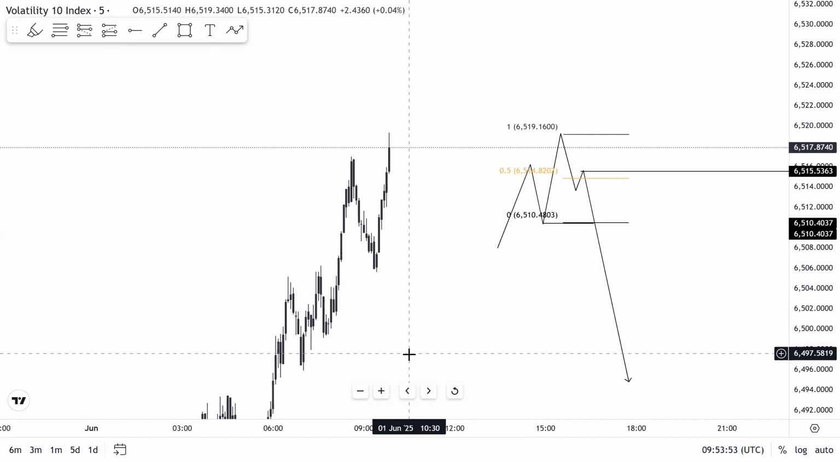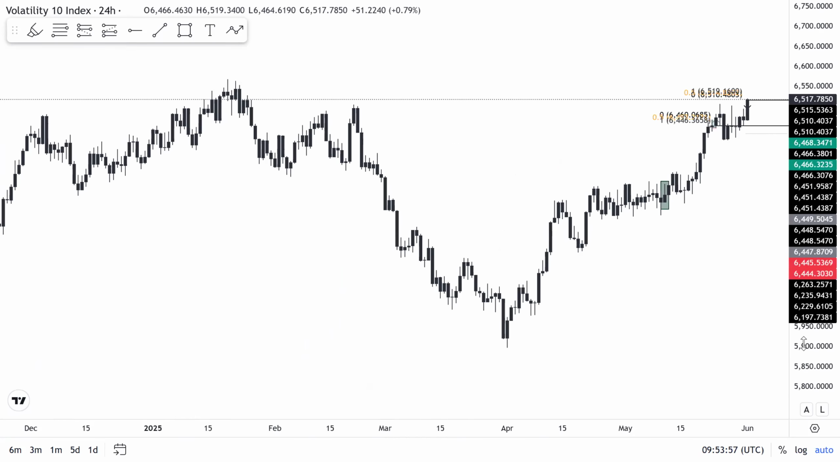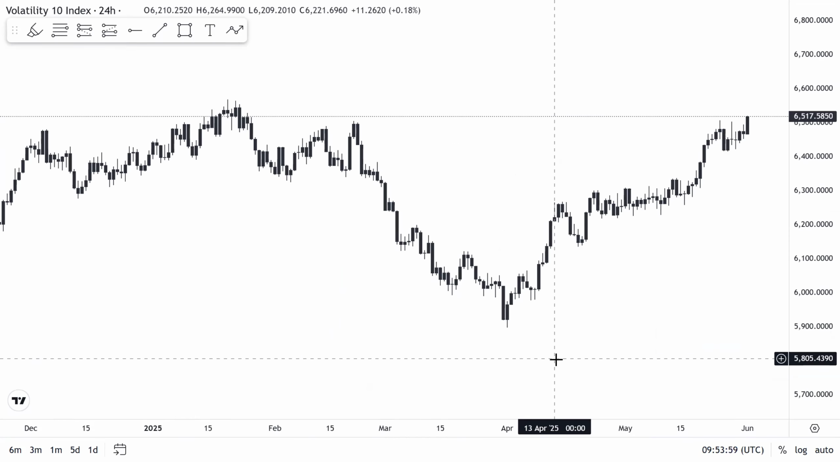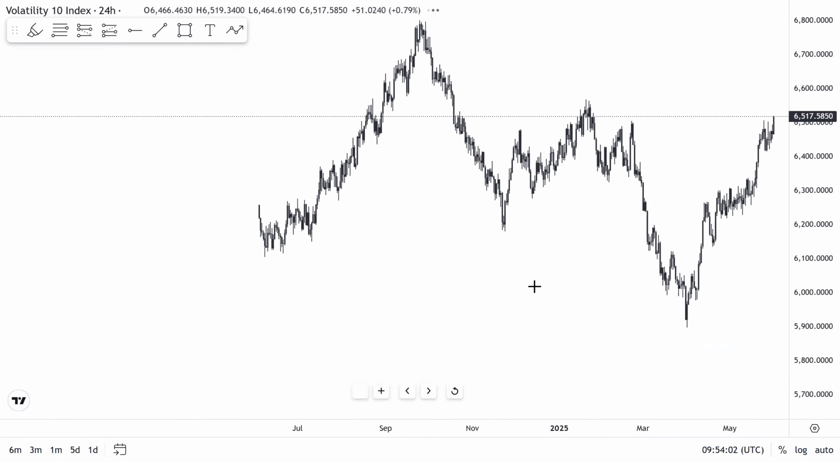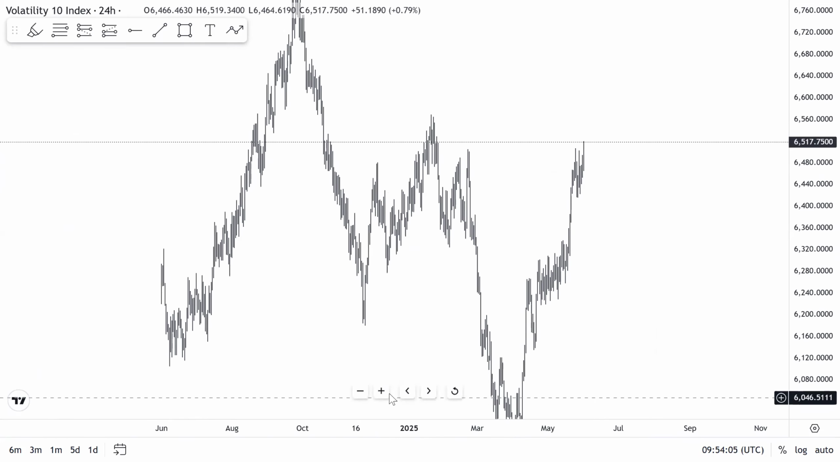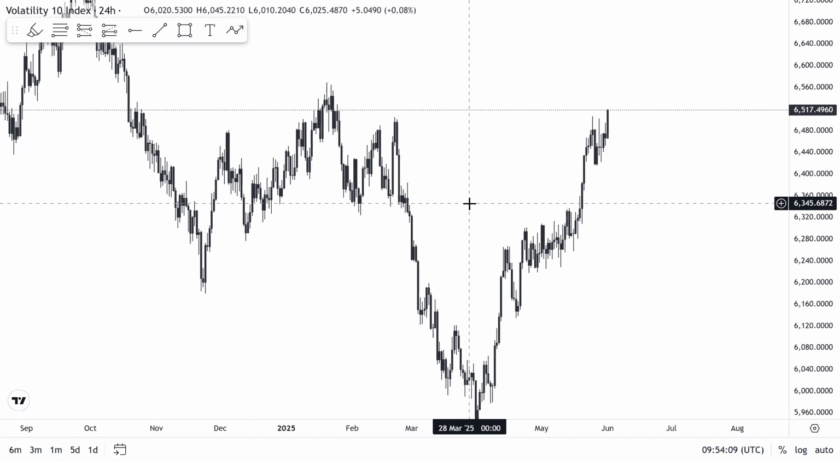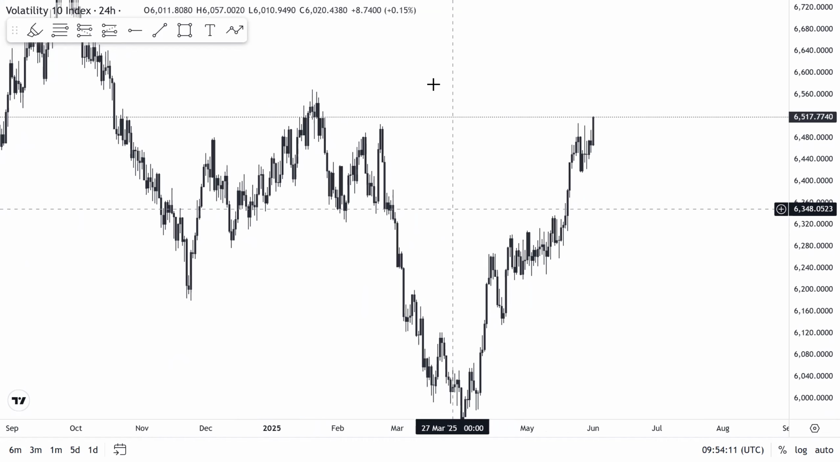So now this is V10. Let's check the daily time frame and see what's happening on V10. From a bird's eye view, we can see that V10 is bullish right now. You can see it's bullish. Let's check.